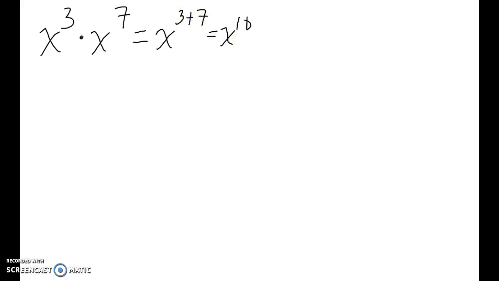And then, of course, the general rule that we can gather from this would be x to the a power times x to the b power equals x to the a plus b. So calling it the multiplication rule, really what that's telling you is that the original problem is multiplying.